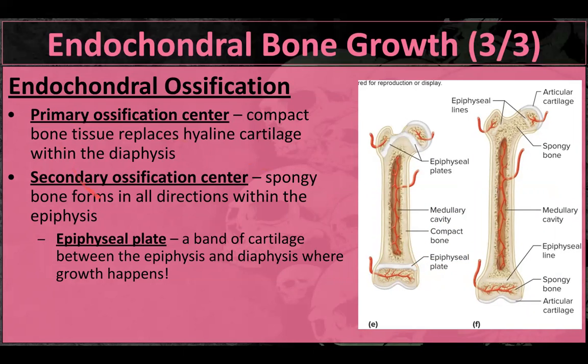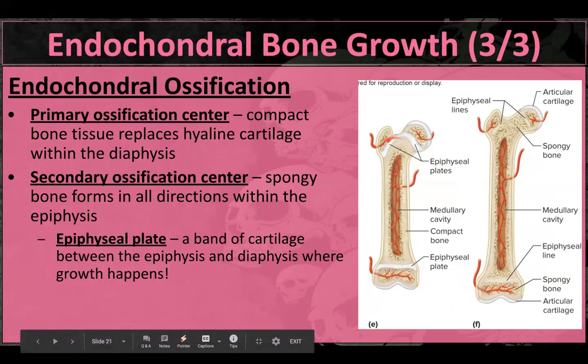So the two primary ossification centers and secondary ossification centers just have to do with where it is. So the primary is within the diaphysis, where the cartilage is being replaced by the bone tissue with compact bone tissue here within the diaphysis. And then the secondary ossification center is where the spongy bone is just forming, and it's doing it in all directions within the epiphysis. So these plates right here, okay, these are the epiphyseal plates.